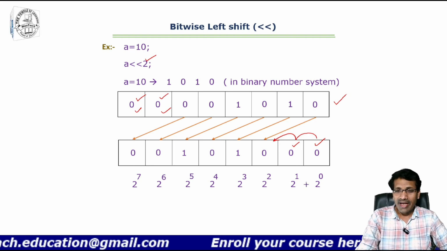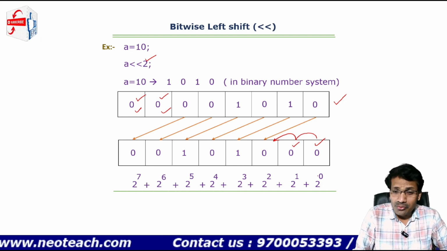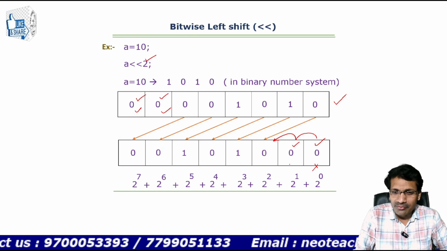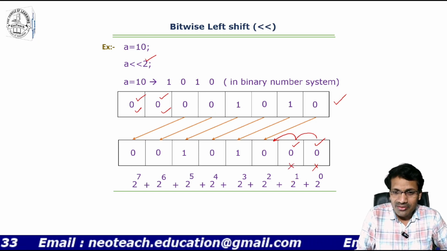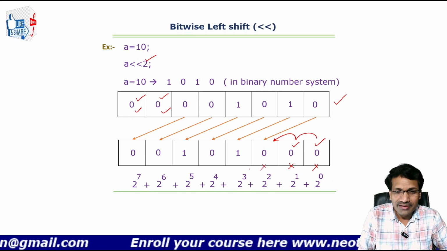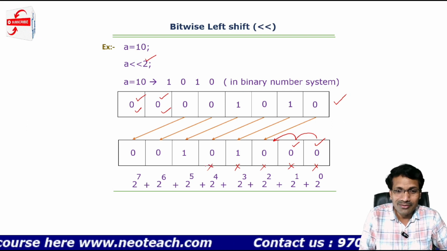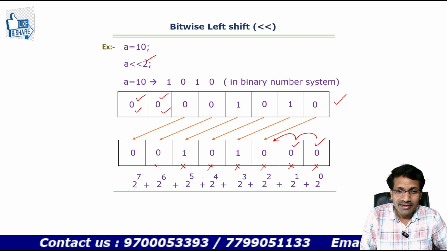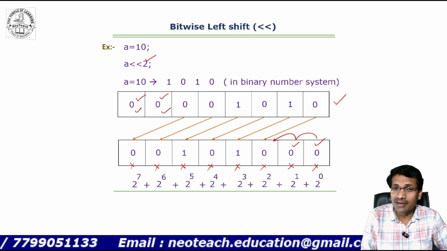Now we should add all these. First of all we have to calculate. 2 power 0 into this bit, 0 into something gives 0. Then 2 power 1, which is only 2, into 0 gives 0. 2 power 2 means 4, and 4 into 0 gives 0. 2 power 3 means 8, and 8 into 1 gives 8. 2 power 4 is 16, into 0 gives 0. 2 power 5 is 32, into 1 gives 32. Then 64 into 0, because 2 power 6 is 64. And 2 power 7 is 128, into 0 gives 0.